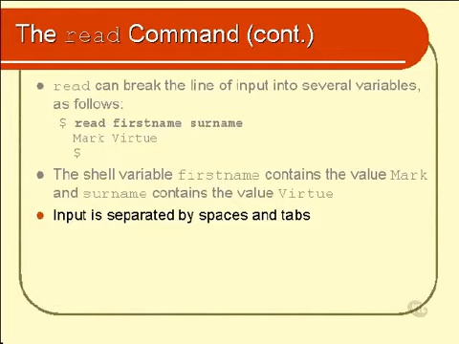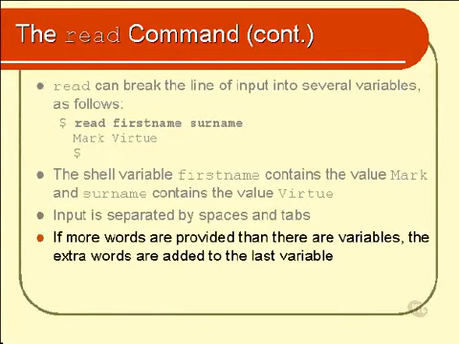And some final points about that. If the user happened to type in more words than there are variables to put them in, then the extra words are added to the last variable. Now we've actually already seen that. The very first example we saw was where we asked for a single variable called name, and I actually typed in mark virtue. In other words, I typed in 2 words in response to one variable request, and both words, if you like, were put into the single same variable.